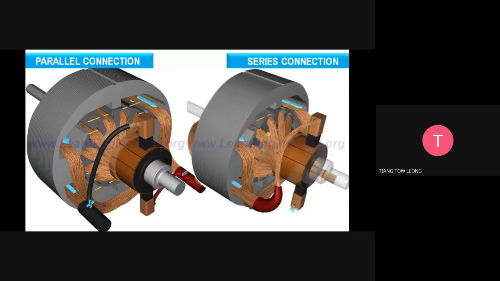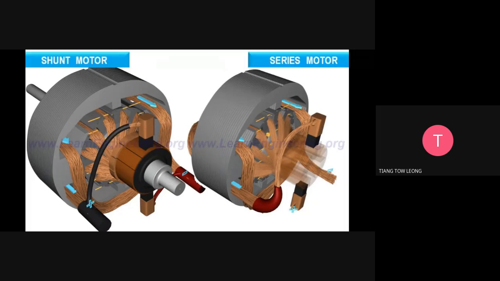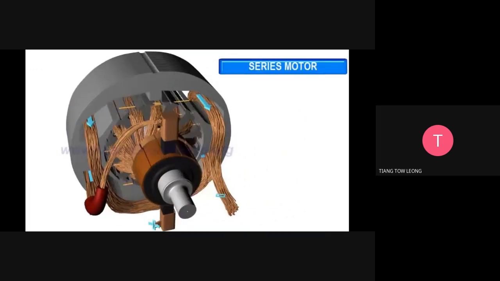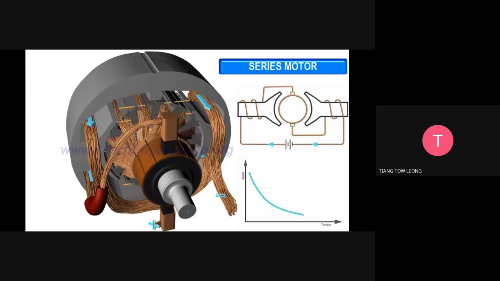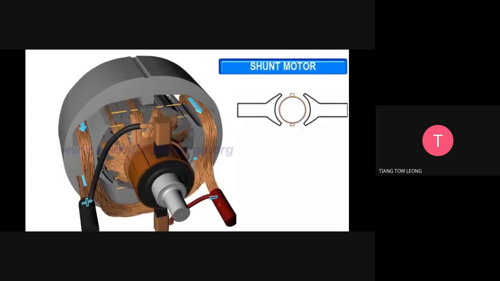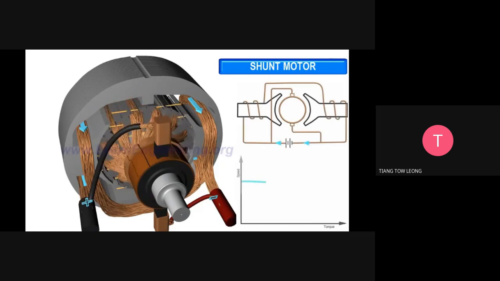The result is two different kinds of DC motor constructions: a shunt and a series motor. The series wound motor has good starting torque, but its speed drops drastically with the load. The shunt motor has a low starting torque, but it is able to run almost at a constant speed, irrespective of the load acting on the motor.